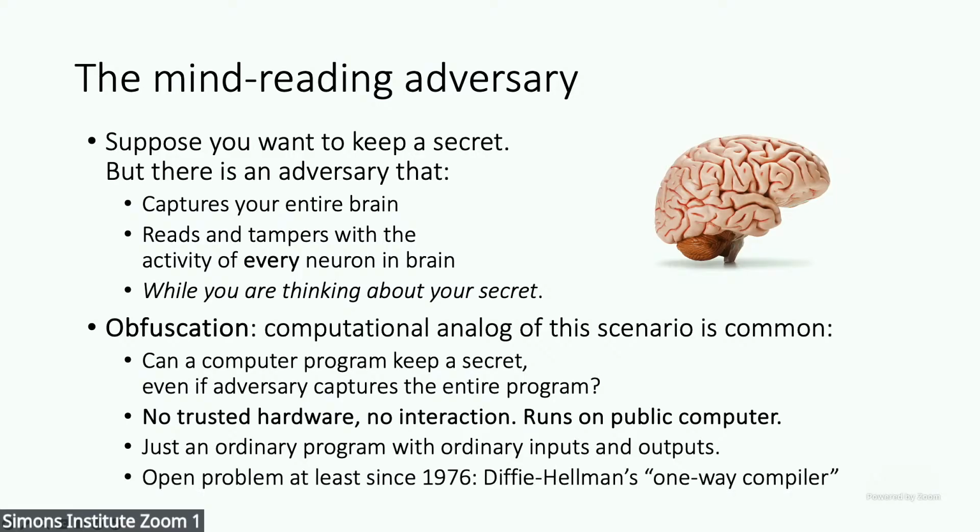This problem has been open at least since 1976, in the classic Diffie-Hellman paper on public key cryptography. They already talked about this idea of a one-way compiler back then, some sort of compiler that can keep the secrets of the original code. But it was basically open for a very, very long time. Before we get into actually constructing it, it is interesting to think about what exactly we mean. We have this intuitive idea of a one-way compiler or keeping some secret. But what does that mean?